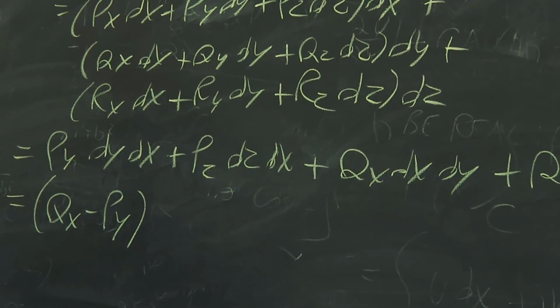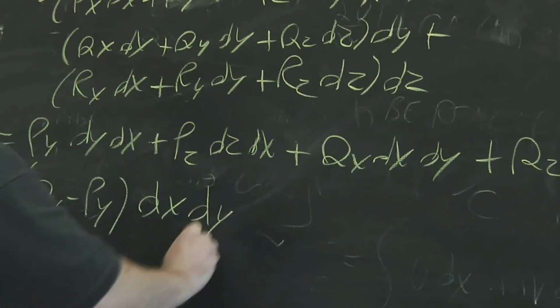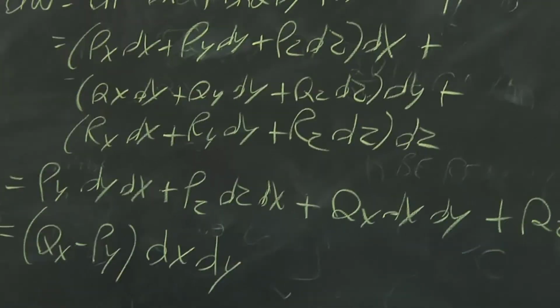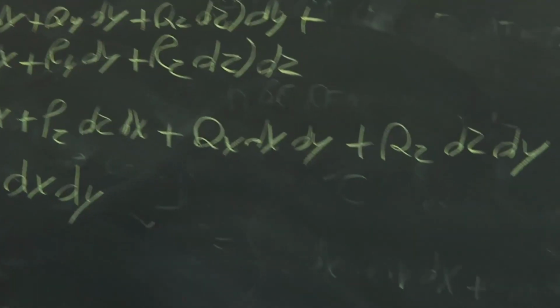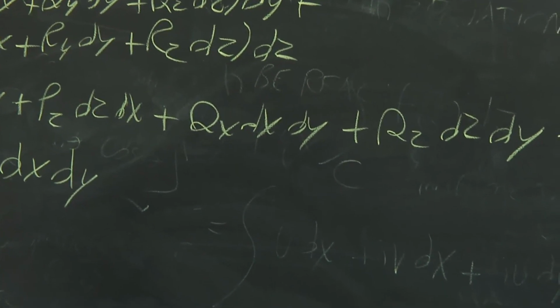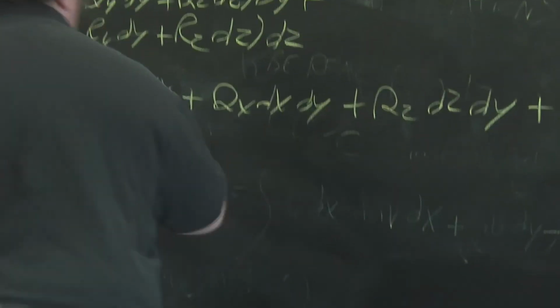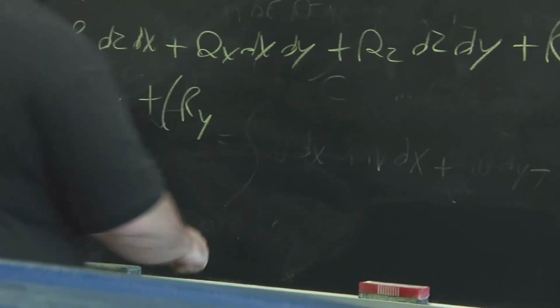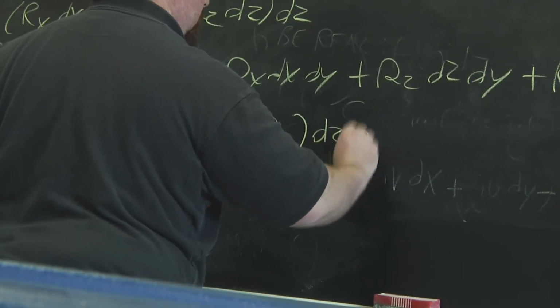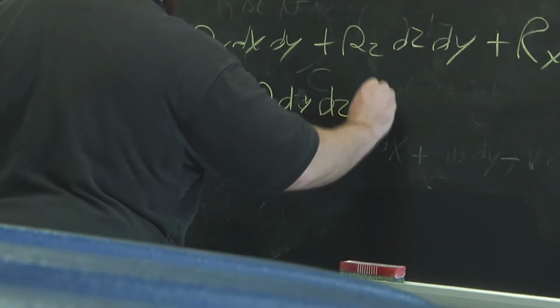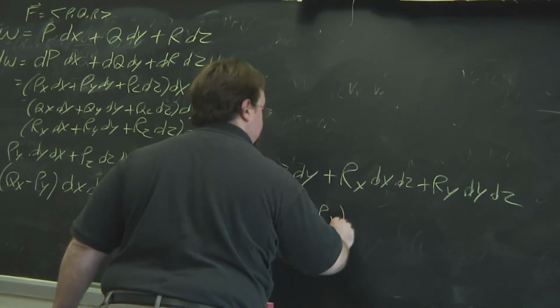Is that familiar? Okay, dx dy. Then the next thing we want is dy dz. So that's going to be ry minus qz, dy dz. And then we have dz dx, so it's going to be pz minus rx, dz dx.